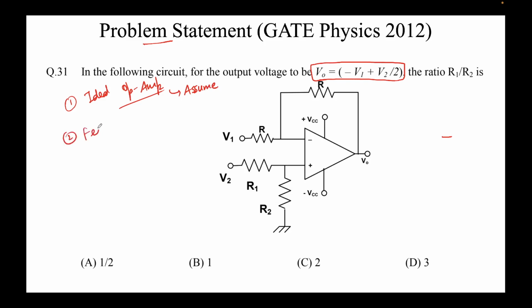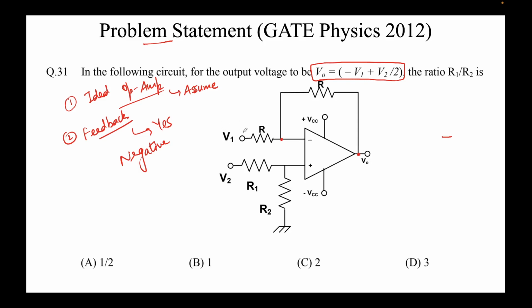Second, is there any feedback? We define feedback if the output node is connected to any of the input nodes. So we see that the output node here is in fact connected to the inverting terminal of the op-amp. So yes, there is a feedback. And what kind of feedback? Negative feedback. Why negative feedback? Because the output node is connected to the negative terminal, or the inverting terminal, of the operational amplifier.